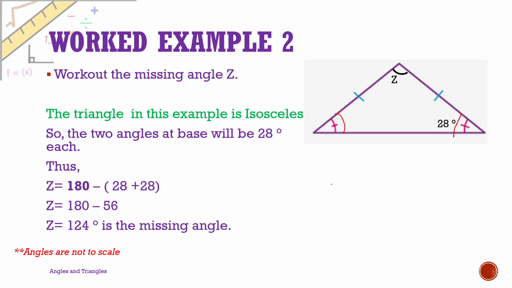Isn't it easy? The key thing to remember is you need to carefully look at the triangle given to you, identify what type of triangle it is, and then accordingly find the sum of the given angles and then subtract it from 180.